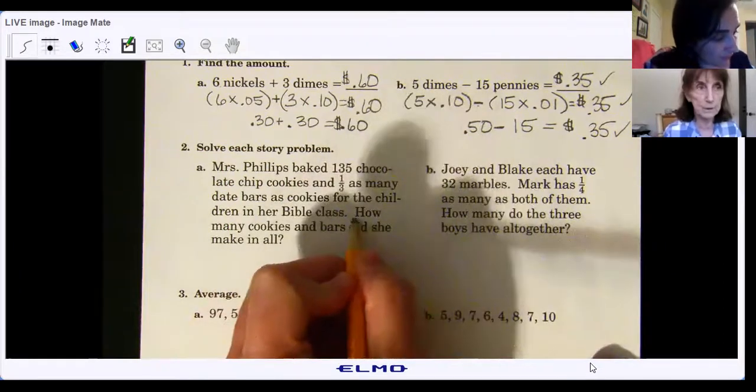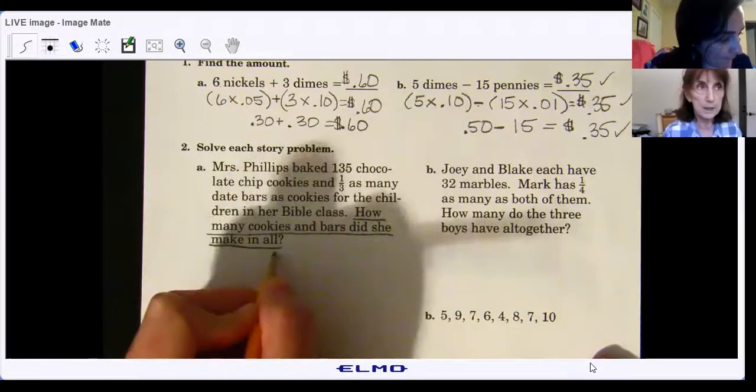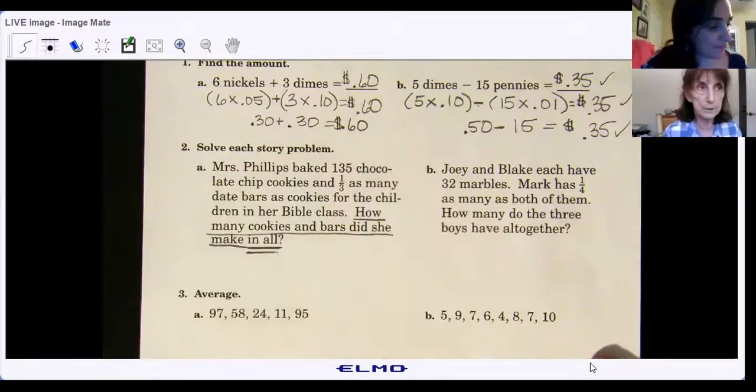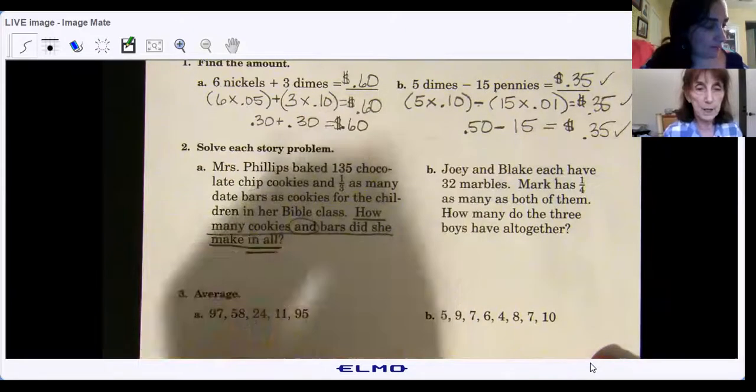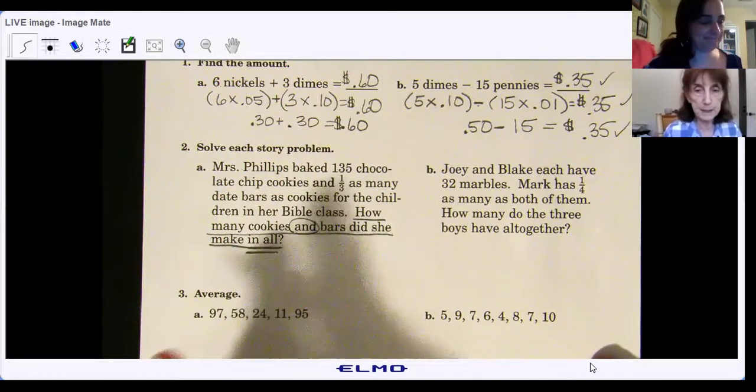So underline that. In all is your label. Cookies in all is going to be your label in your answer. And you have to find out, she baked 135 chocolate chip ones and 1/3 of that date bars, and put them both together and you get your answer. All right, let's look at B.